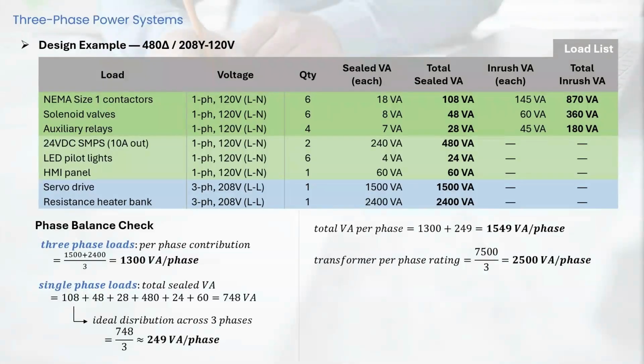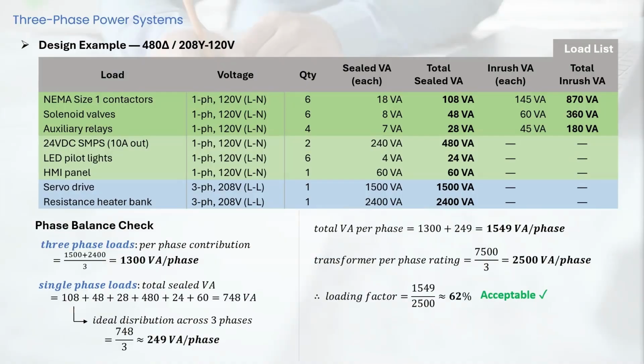Now our transformer delivers 7,500 VA in total. So its per phase VA is the rated VA divided by 3, which gives us 2,500 VA per phase. Looks like our loading is well below the transformer's per phase VA. Therefore, our loading factor comes out to 62% of rated VA. This looks acceptable. This only works if during the electrical design, care is taken to distribute the single phase loads across the three phases such that we do not exceed the calculated 249 VA phase by a lot.